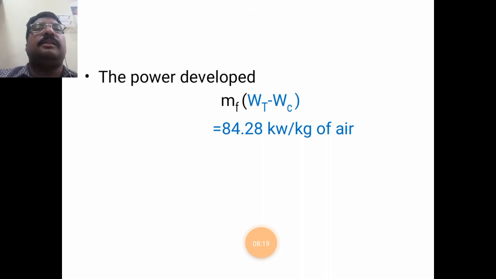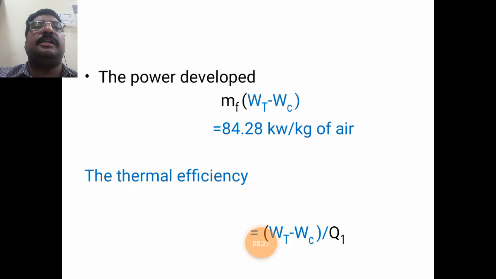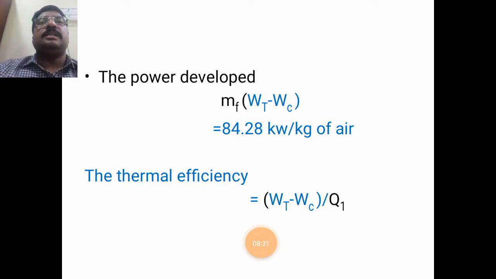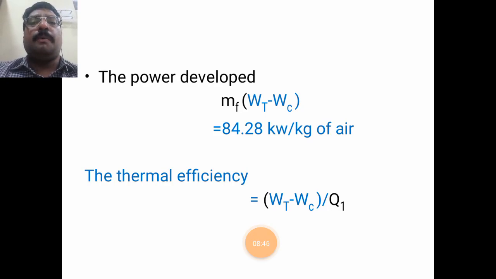Thermal efficiency is nothing but net work done by heat supplied. Net work done is the difference between the work done by the turbine and the work done by the compressor. Here it is taken as Wt minus Wc because we are supplying work to the compressor. Whenever work is supplied to the system, the sign is considered negative. Whenever work is developed by the system, the sign is considered positive. Therefore, the net work done is the difference between the turbine work and the compressor work.